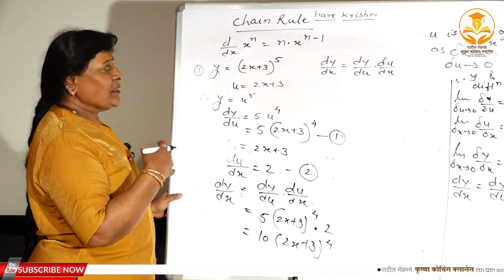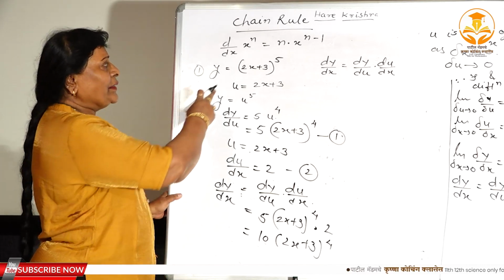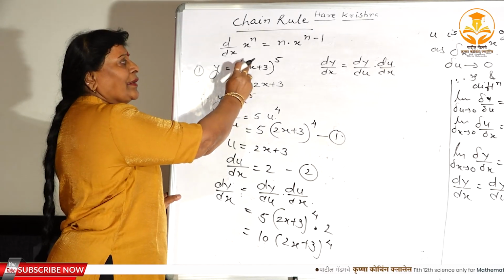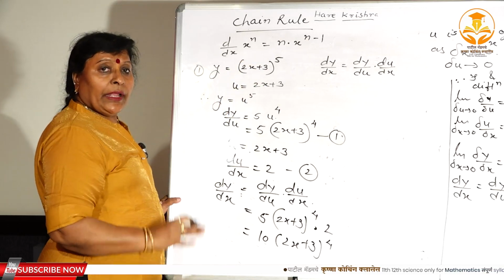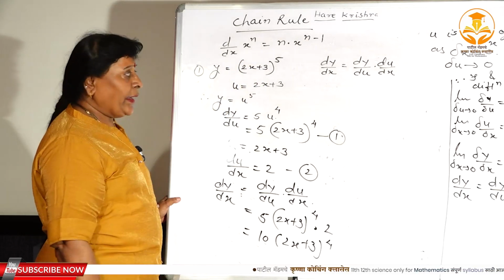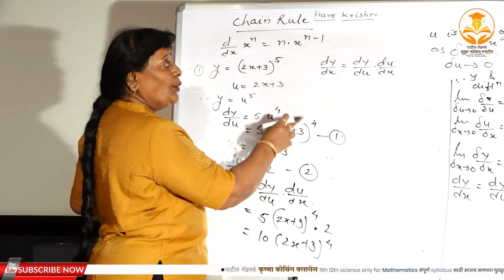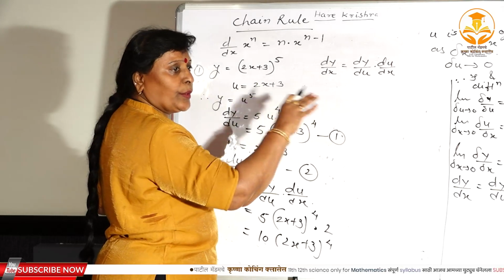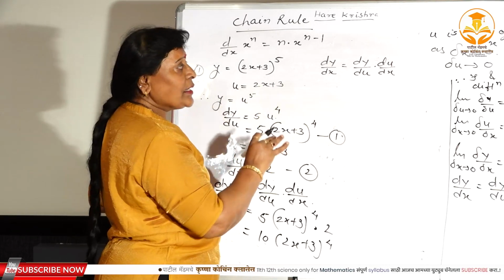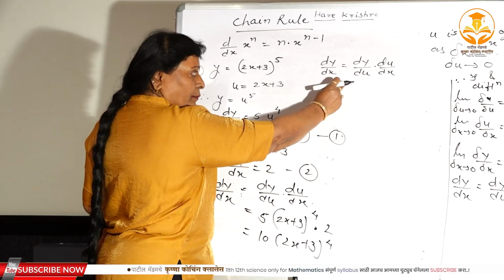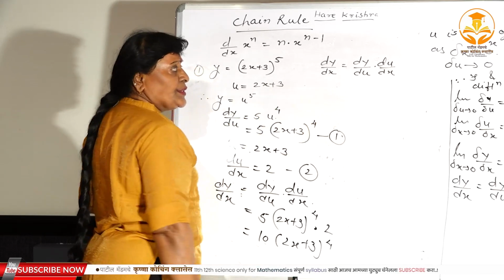But if there is more than 2 functions, isn't it? There is only the power function here and there is the combination of 2 functions. If 3, 4, 5 functions are combined, then you have to write u, again you have to use w, again you have to write v, s, like this. The different variables you have to use, isn't it?